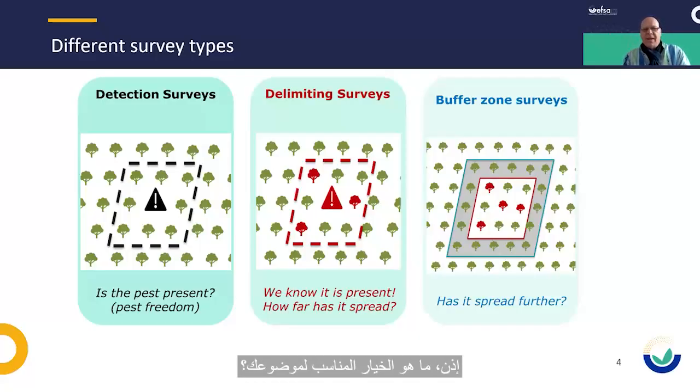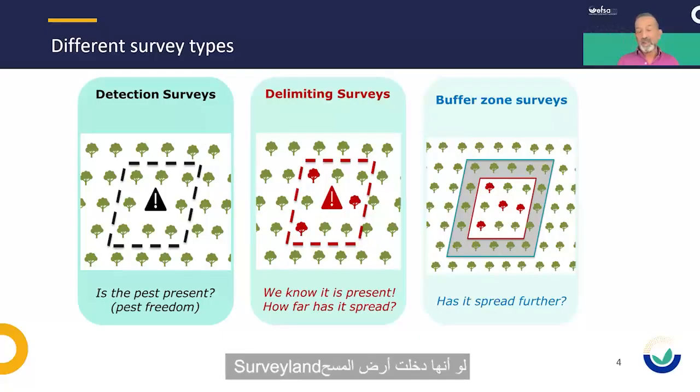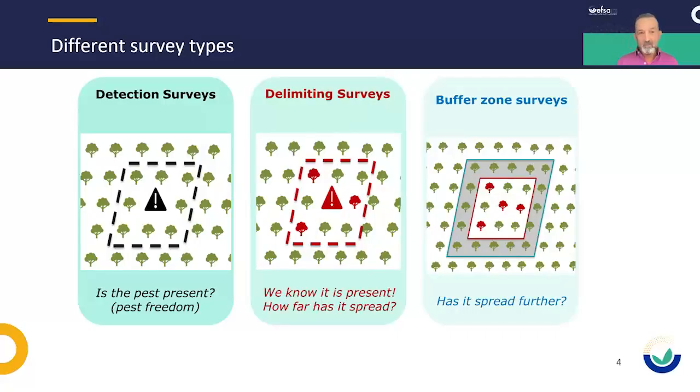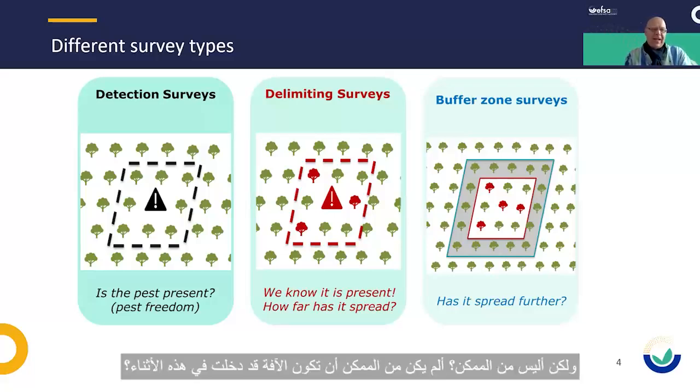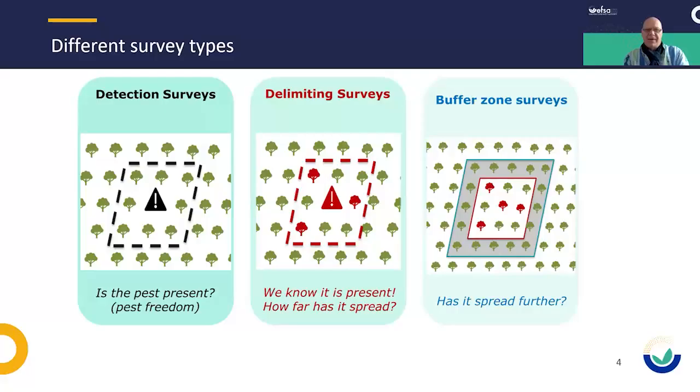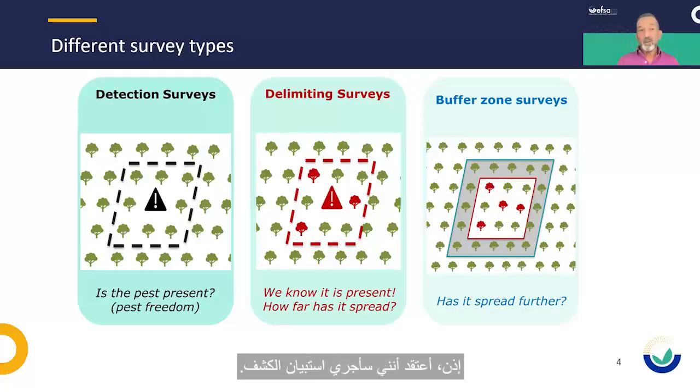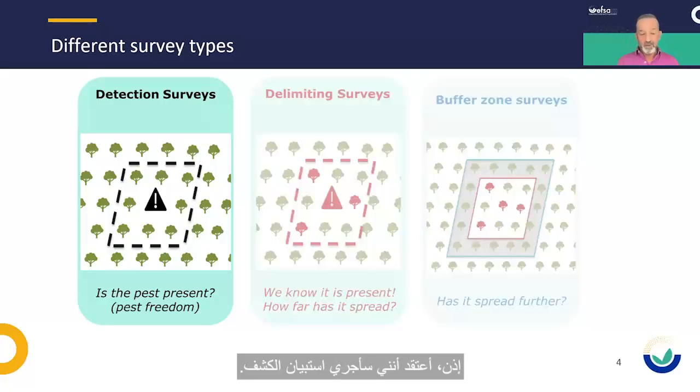So which is then the adequate one for your question? Well, my aim is to detect the pest with reasonable confidence if it had entered Surveyland. And I believe that last year the pest was not there. Okay, that was last year, but couldn't the pest have been introduced meanwhile? Yeah, you are right. So I think I would go for the detection survey.